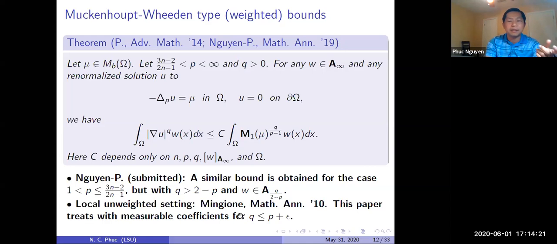The reason for that is that this is a general coefficient. It's just a measurable coefficient, and that's why you have to restrict q to be below the energy exponent. And you cannot work with A-infinity weights there because there is no assumption on the smoothness of the coefficient. And I think it's still not clear what kind of weight you can put for general coefficients in this case, even when q is less than or equal to p here.